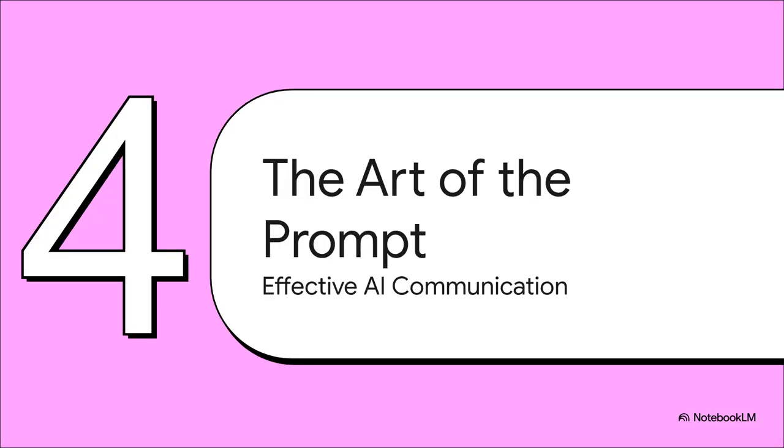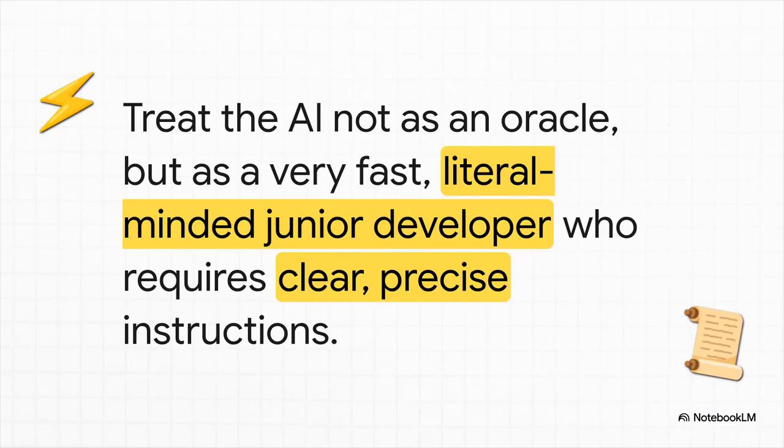So we've seen what the AI is capable of, but here's the catch. The quality of its work depends completely on the quality of our instructions. And that brings us to the real art of writing a good prompt. I think a great way to think about it is to treat the AI not like some all-knowing oracle, but more like an incredibly fast junior developer. It takes everything you say completely literally, and it has absolutely no context that you don't give it. So if you want the best results, you need to give it clear, precise, and totally unambiguous instructions.